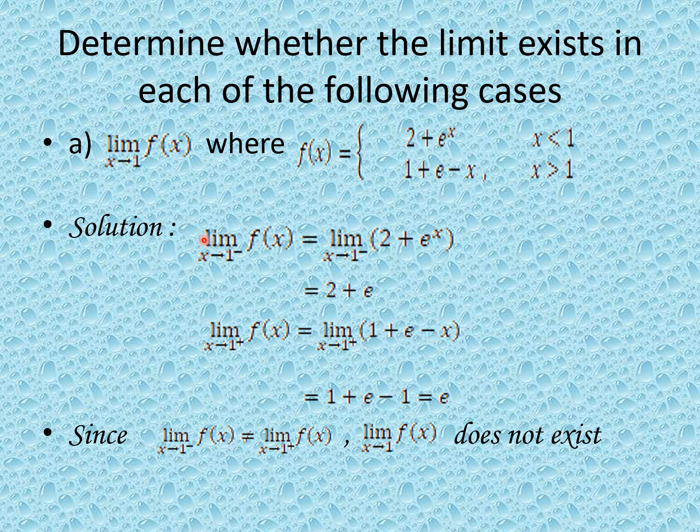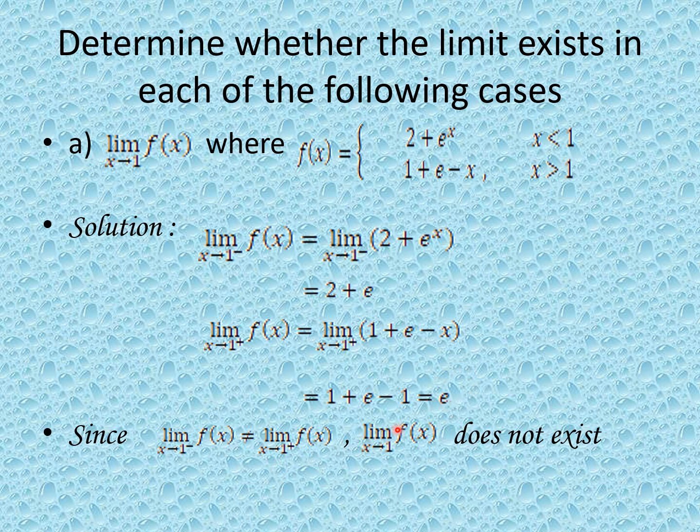Now, for x less than 1, it's written as the limit as x approaches 1 from the left of f(x), which equals the limit of 2 plus e to the power x. So we substitute 1 into x, and we get the result 2 plus e. For x greater than 1, it's the limit as x approaches 1 from the right of f(x). Here we get the limit of 1 plus e to the power minus x; substituting 1 into x, the result will be e.